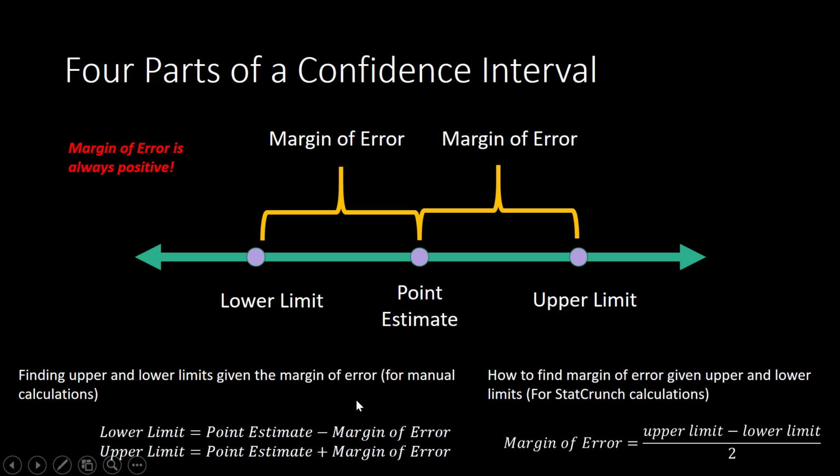If instead of using manual calculations, you are using StatCrunch, it will be giving you the lower and upper limits. You will have to subtract these and then divide by 2 to find your margin of error. This is also an important equation to have in your notes.